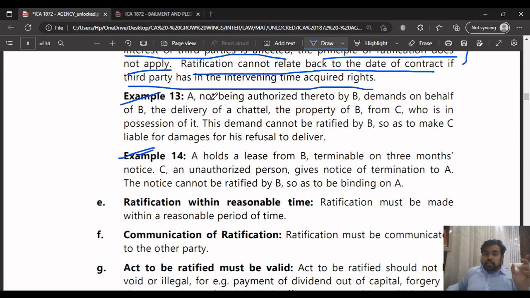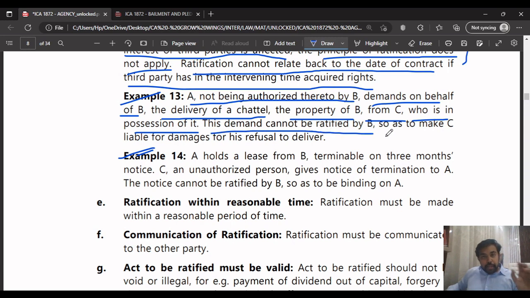In these two examples, in example 13, what they are telling is: A, not being authorized thereto by B, demands on behalf of B the delivery of the chattel, the property of B, from C, who is in possession of it. This demand cannot be ratified by B so as to make C liable for damages for his refusal to deliver. What they are trying to tell, I understood. A, not being authorized thereto by B, means A who is not authorized by his principal demands on behalf of B the delivery of the property of B.